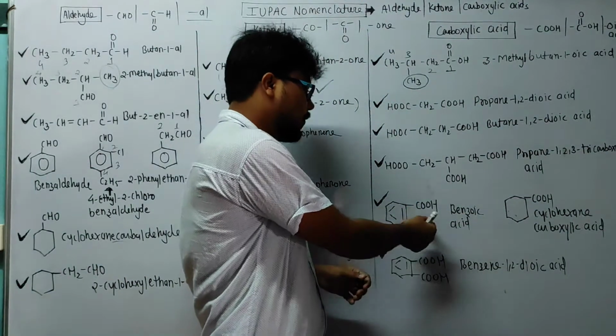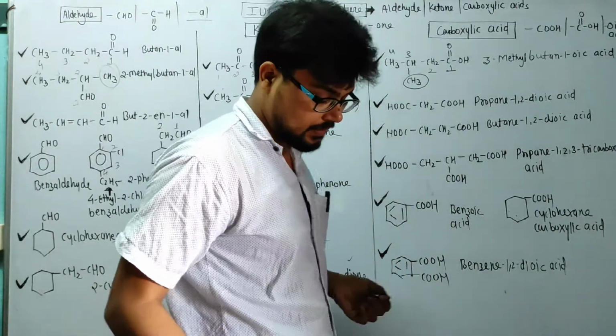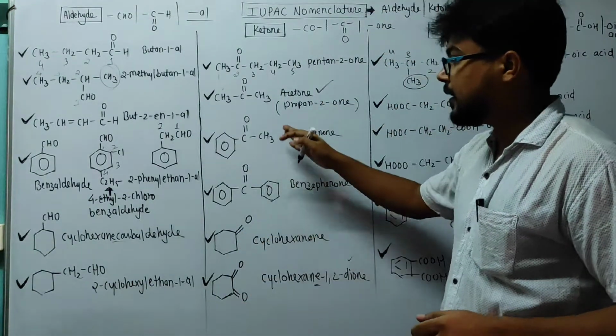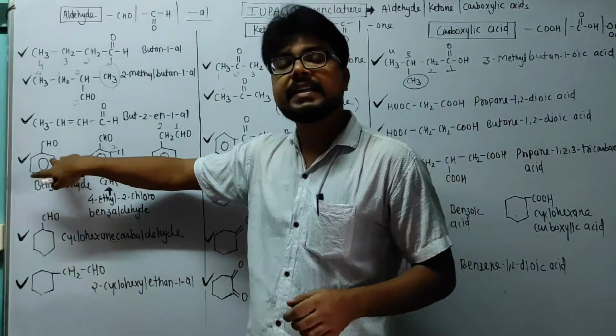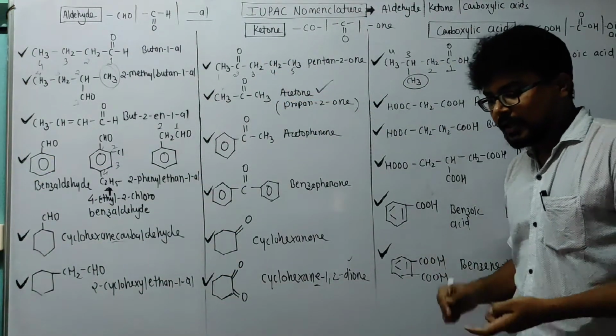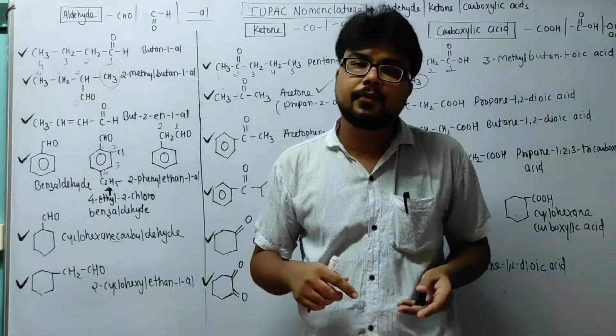If COOH is directly connected with a benzene ring, then it will be benzoic acid, just like CHO. What is CHO? Here we can check. It is benzaldehyde. So the same concept we can use for benzoic acid. Here benzyl, benzal and benzo, three systems are involved.